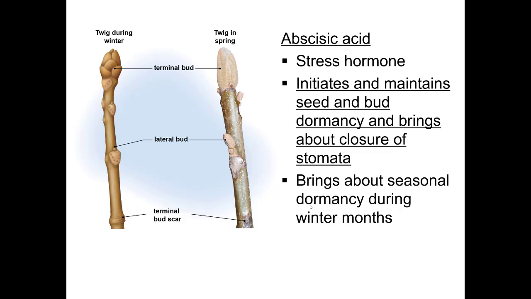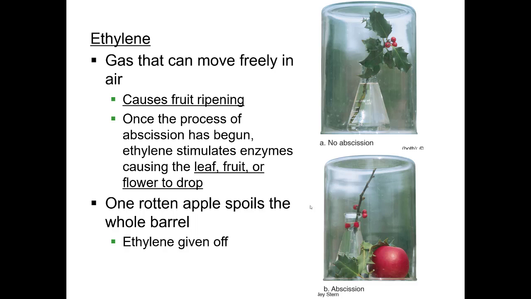Now, interestingly, the word abscission refers to when a plant loses its leaves. As it turns out, abscission is not caused by abscisic acid. It's caused by something else. What's that, you ask? Ethylene. Ethylene actually is the chemical that will lead to fruit ripening. It will also lead to losing of leaves and abscissions.